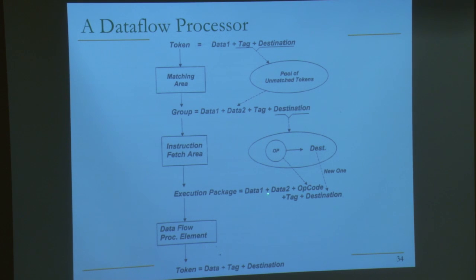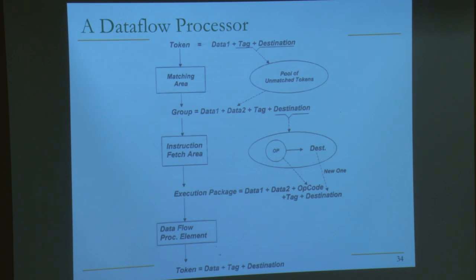And it does the operation on the data, and it generates a token. Remember what the token was, right? It's the tag and the destination. It contains the instruction pointer, the port, and also the data value. And this is fed to this matching area.